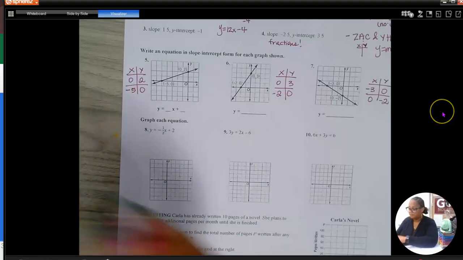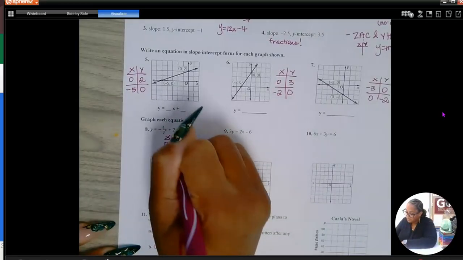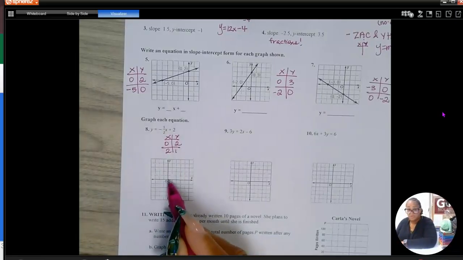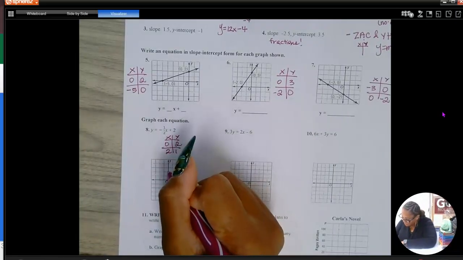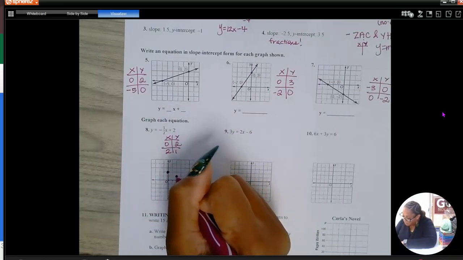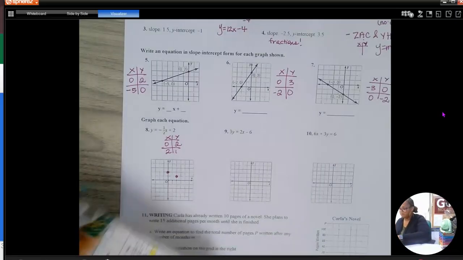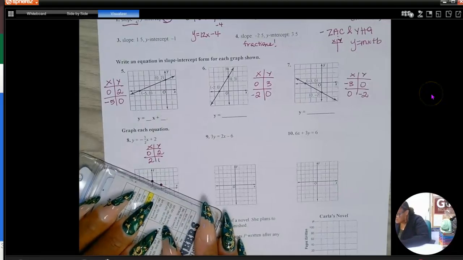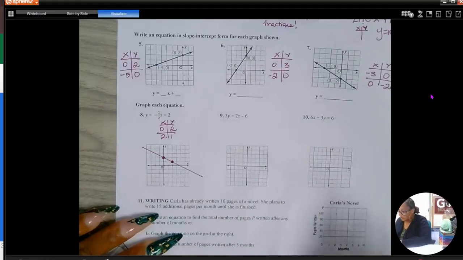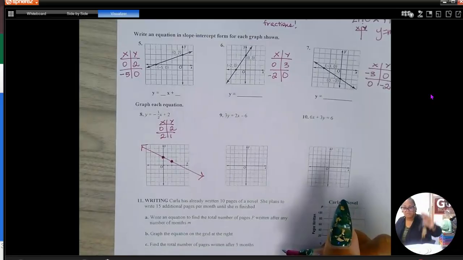So when I come to my paper, 0, 2, and 2, 1. So then I'm going to run 0 and jump 2, and run 2 and jump 1. Then I'm going to use my straight edge, which is my ID, to connect those points. It must go all the way through. See how it goes all the way through my coordinate? I don't want to see half lines or segments.